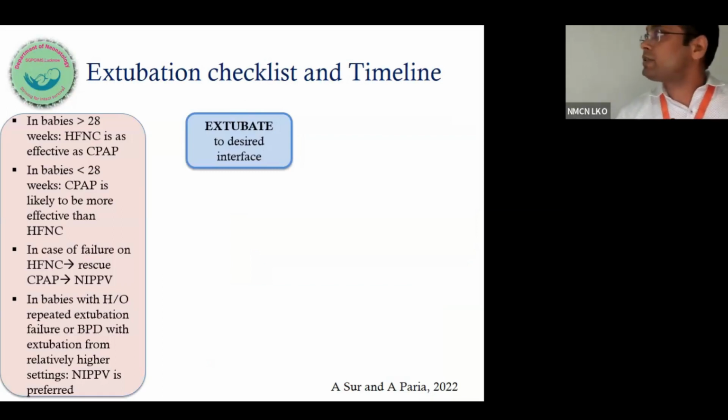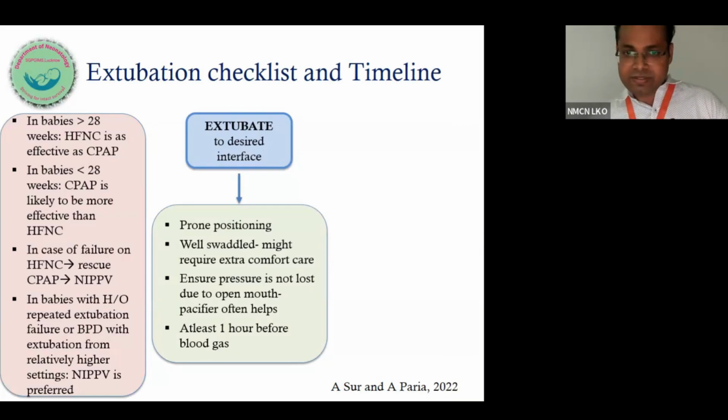So once you have decided to extubate the child, if the baby is more than 28 weeks of gestation, these babies can be extubated to HFNC or CPAP. Neither mode has a benefit over the other. In babies less than 28 weeks of gestation, CPAP is the preferred mode. And for those babies who have required ventilation for a prolonged duration, NIPPV can be given.